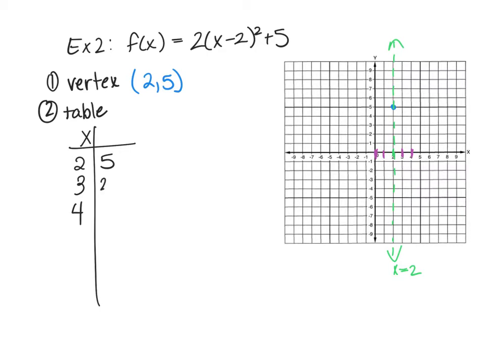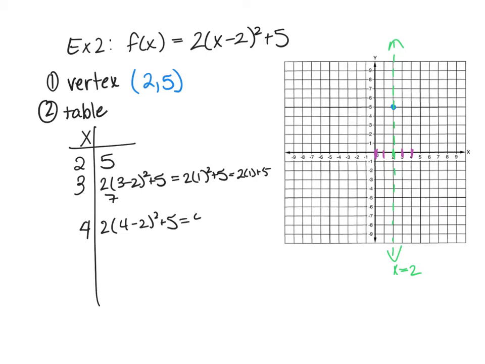So I'm going to plug in 3: 2 times (3 minus 2) squared plus 5. That's 2 times 1 squared plus 5. Doing the parentheses first, then my exponent. 1 squared is 1, so 2 times 1 plus 5, that's 2 plus 5, 7. And then plug in 4. 2 times (4 minus 2) squared plus 5 is 2 times 2 squared plus 5, and 2 squared is 4, so 2 times 4 plus 5, which is 8 plus 5, which is 13.